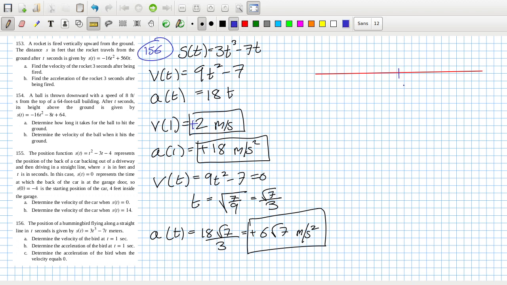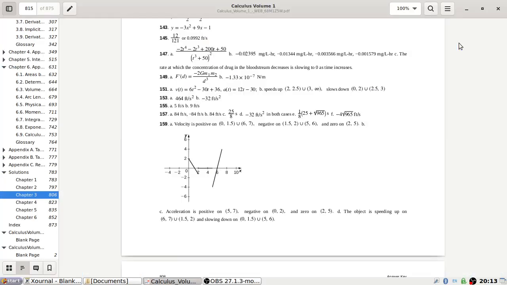It begins when s is 0 here, because if you put in t is 0, you get s is 0. But note that it's really weird. When you put in t is 0 into the velocity, you get minus 7. So the bird is heading backwards. It's slowing down, it stops, and then starts heading forward. So it's going like that. Okay.